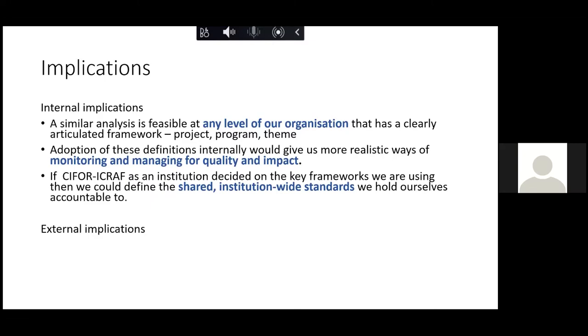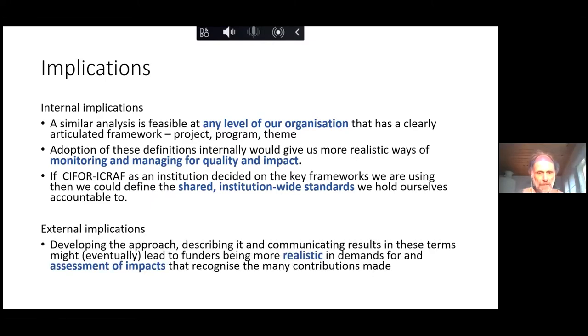And I suspect there are also external implications, that if we use these, then we might be able to influence some of these demands for impact evidence that people feel are sometimes disrupting the work.